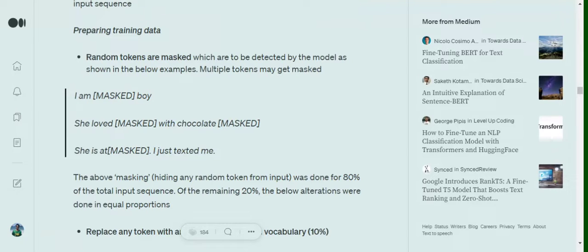the input sentences. So as you can see, "I am a [mask] boy." The original is "I am a smart boy," so the word smart can be masked. "She loved [mask] with chocolate [mask]." That means these tokens are getting masked randomly. The entire idea of masked language modeling is that we would be masking out some random tokens, and eventually we would be training the model to determine these masked tokens. So if we feed in this particular sentence, the model should be able to predict probabilities for these masked tokens.